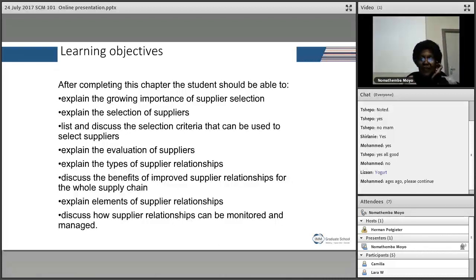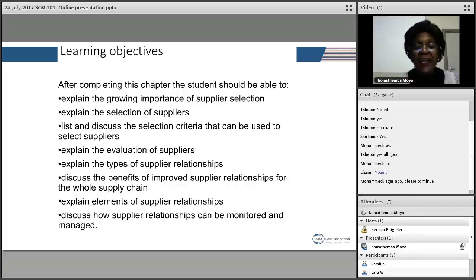There are learning objectives there. Those you can look at. After completing this chapter, explain the growing importance of supplier selection. Why is it important to select your suppliers in a prudent manner? Explain the selection of suppliers. How do you select these? List and discuss the selection criteria that can be used to select suppliers. Explain the evaluation of suppliers. Identify 8 supplier selection evaluation criteria.